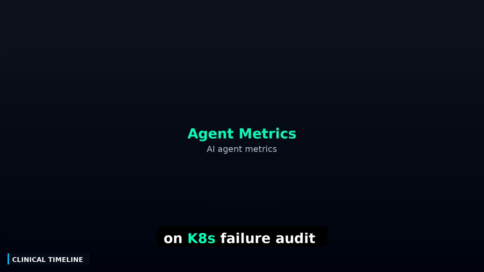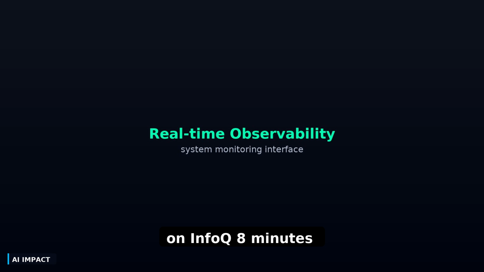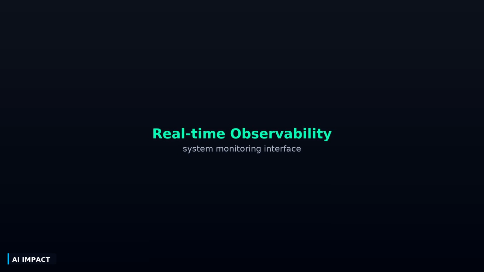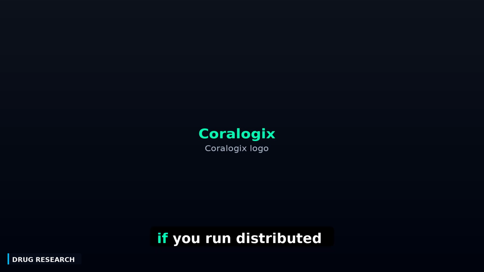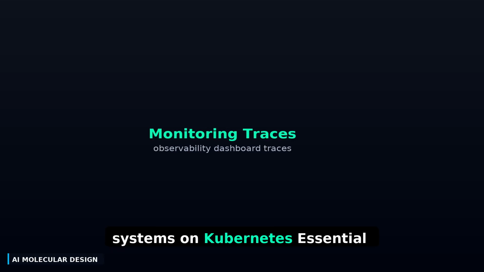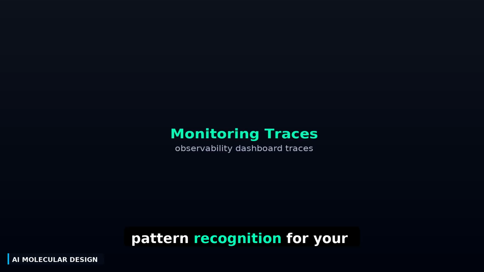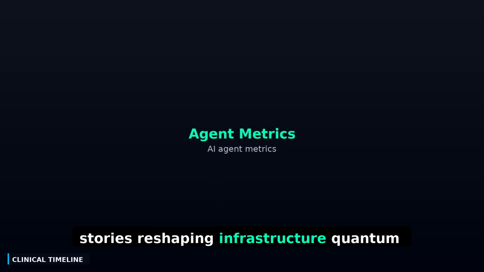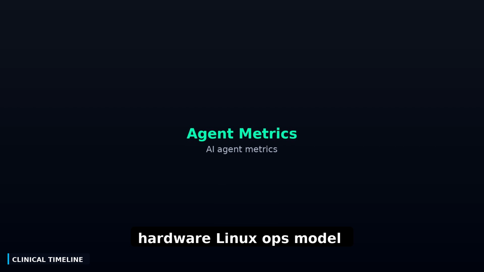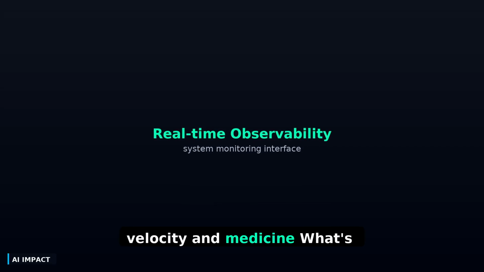Read the Spark on K8s failure audit on InfoQ. 8 minutes. Deep dive into pod affinity and tmpfs config if you run distributed systems on Kubernetes. Essential pattern recognition for your next outage. That's 5 stories reshaping infrastructure, quantum hardware, Linux ops, model velocity, and medicine.